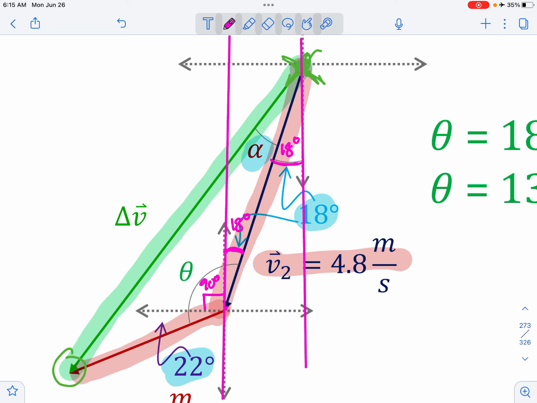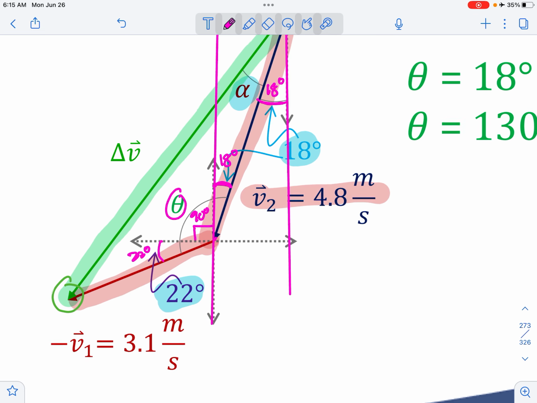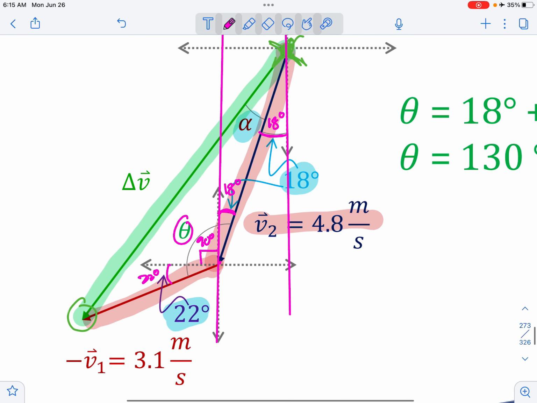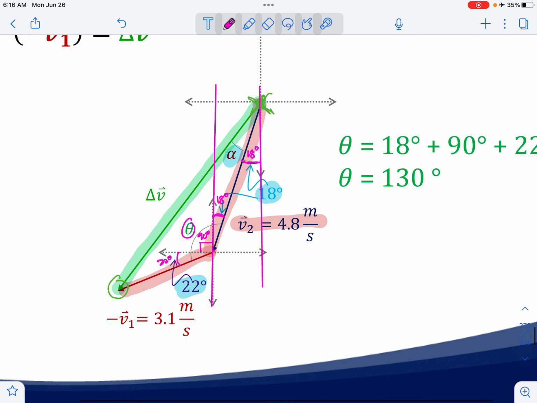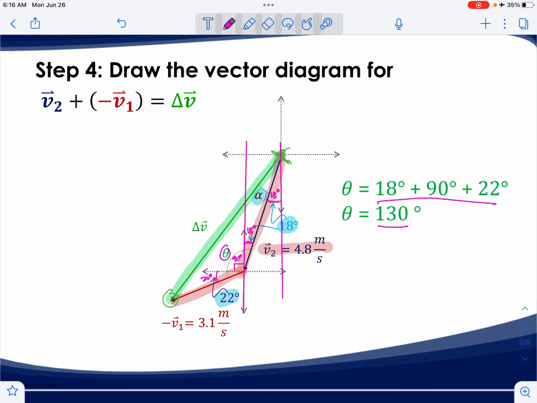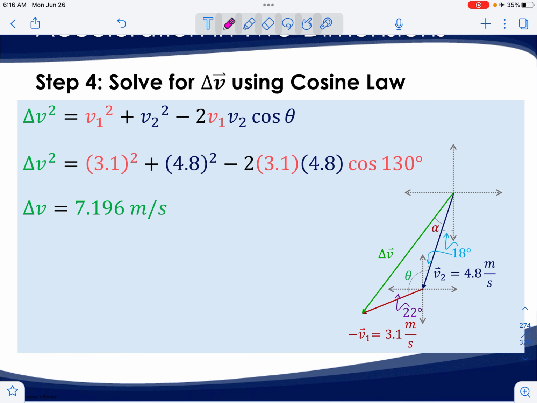We know that this here is 90 degrees, right? And we know that this is 22 degrees. So now we know that this angle, theta, is 22 plus 90 plus 18. Okay, so we know that this is 130. Now we would use the law of cosines to solve for V2. So here we have the law of cosines. Because this is what we're solving for, we plug everything in and we solve and we find that the delta V, because this is delta V right here, is 7.196 meters per second.